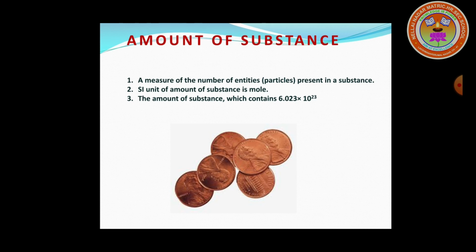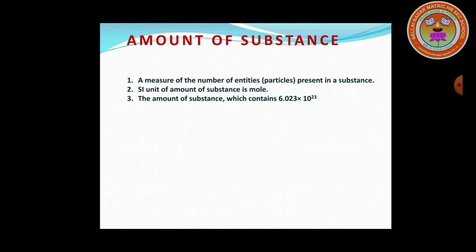6.023 into 10 power 23 is nothing but Avogadro number. It is named after the scientist who gave the value as well as the law. The amount of the substance which contains 6.023 into 10 power 23 particles is taken as the definition of 1 mole. Students, I hope you understand what is amount of substance and what is the definition of the mole.